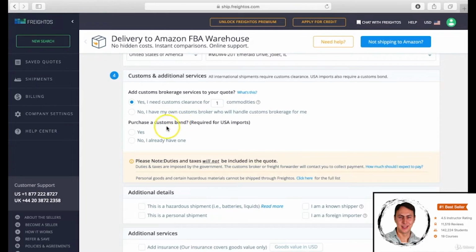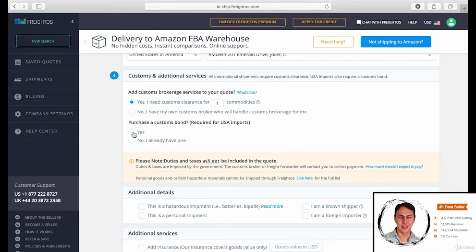You want freight forwarders to deal with customs procedures. If you send just one kind of product, you should choose one here. If more than one, then you can change it to 2, 3, 4, etc. This means we want our freight forwarders to do this work. There is a customs bond, meaning when the products reach the USA, you are taking a bond. If you click yes, you can take your bond on this page too.